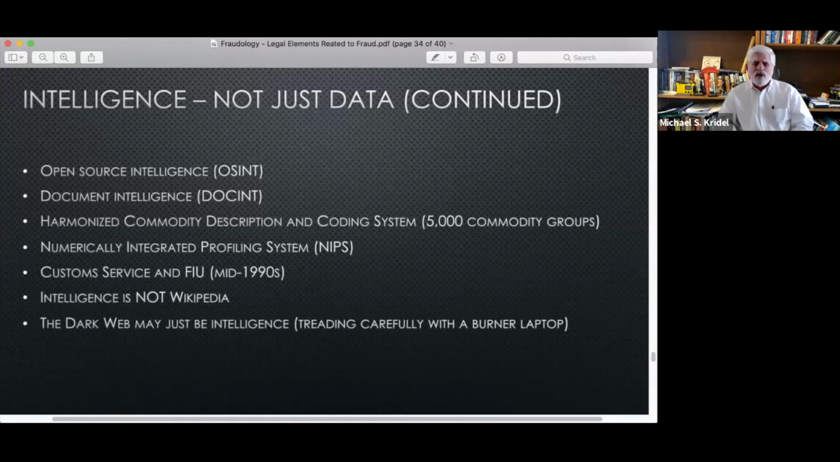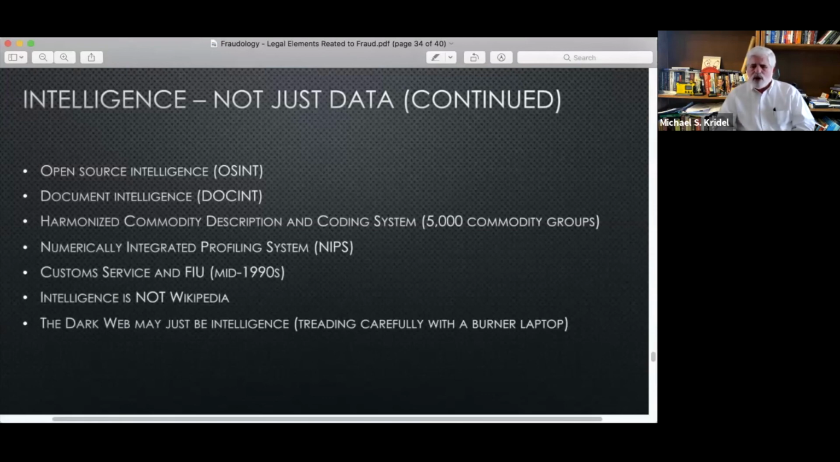Intelligence is not going to Wikipedia. It is not going to Google. It is other sources. It is not where somebody's giving you their opinion and doing your thinking. And last but not least, when it comes to intelligence, the dark web.